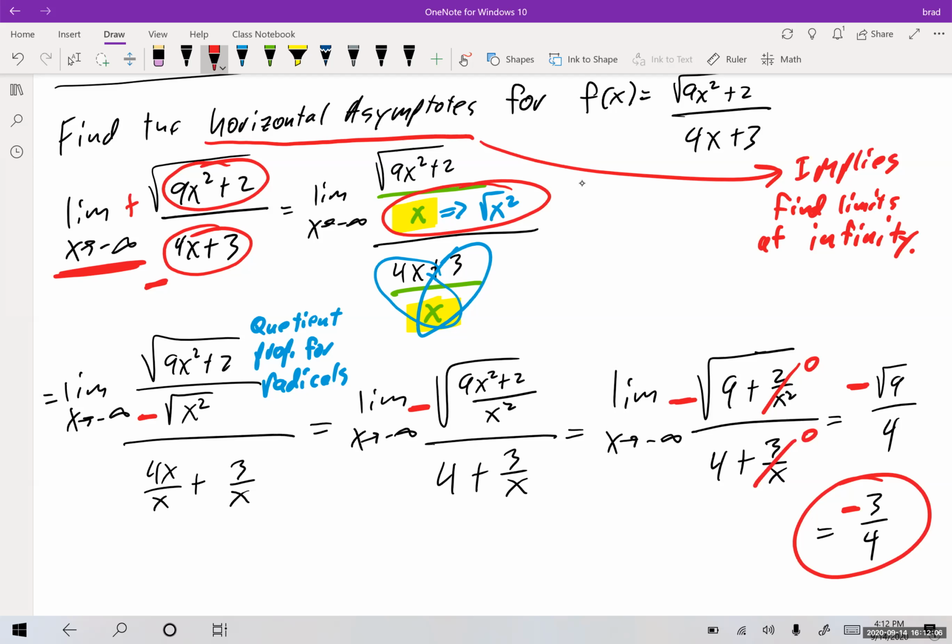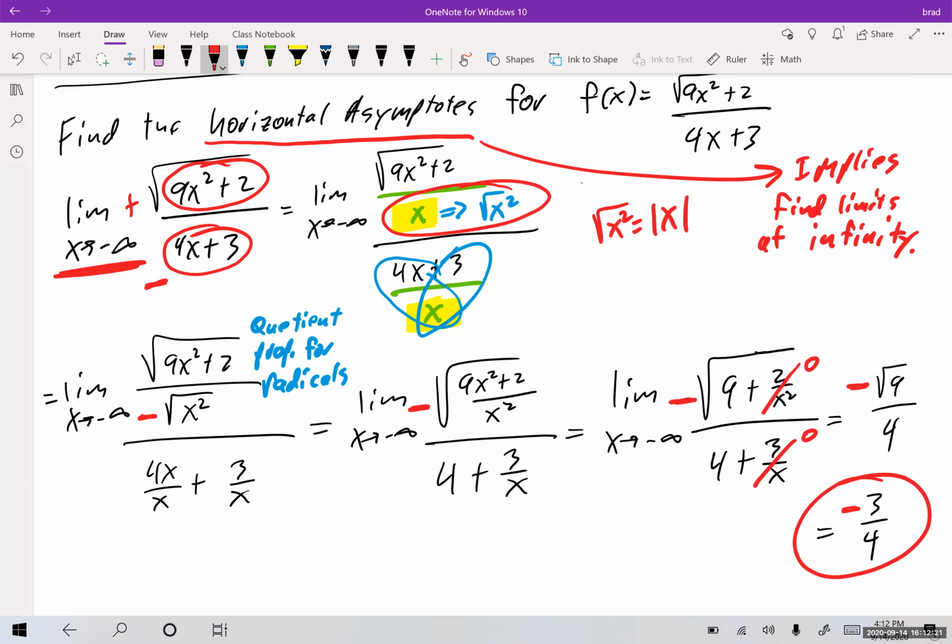Okay, so you have to think from the beginning, this is going to be a positive over a negative. So my final answer must be negative. There's also, you know, you can talk about the square root of x squared being the absolute value of x. So you have to worry about the plus and the minus version as well.